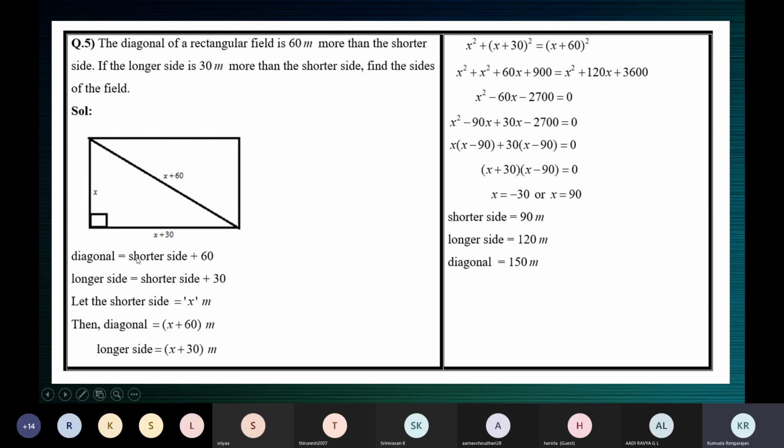Now I see the shorter side used here. So let the shorter side be x meters. The diagonal and the longer side, both are expressed in terms of the shorter side. You can assume anything as x. So what will be the diagonal? x plus 60. And what about the longer side? x plus 30.